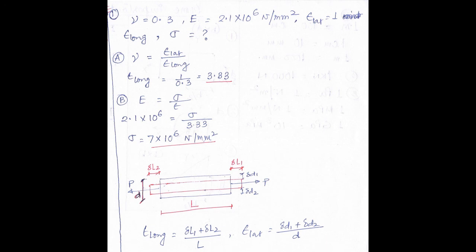Similarly, what is the lateral strain? That is the decrease in the width, or the diameter, whatever it is, divided by the original diameter. So the decrease is delta d1 plus delta d2, divided by the original diameter, small d. So this is the lateral strain.